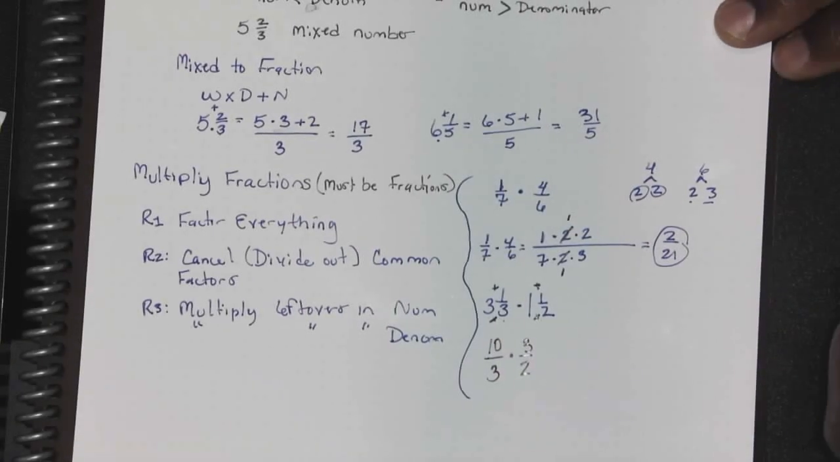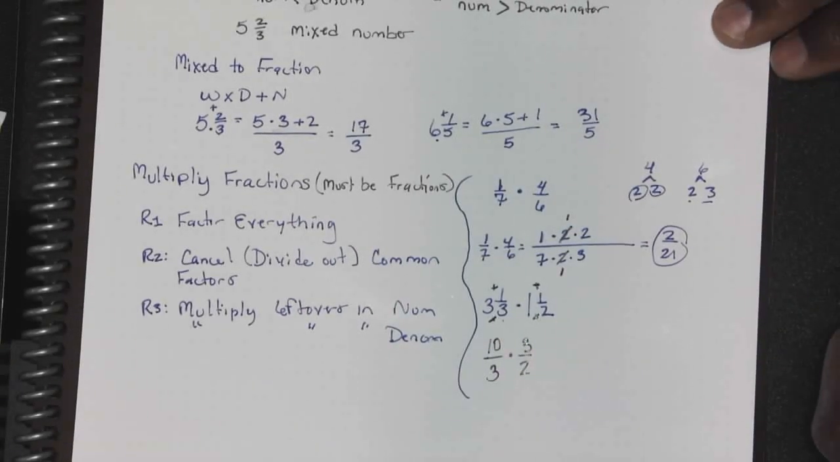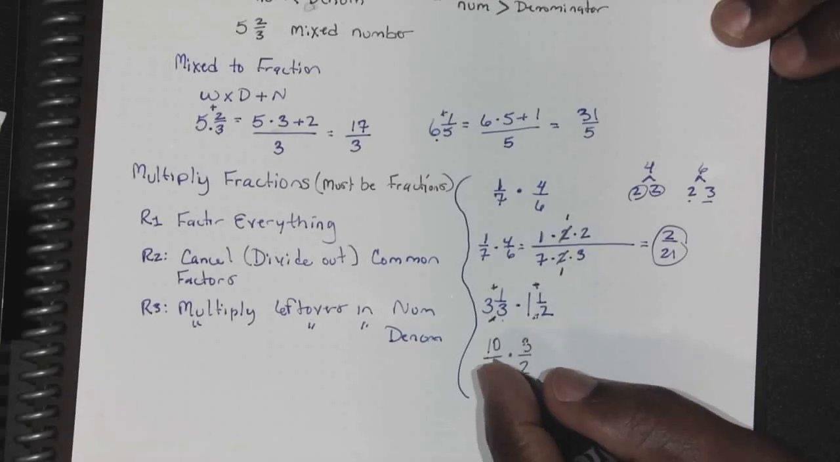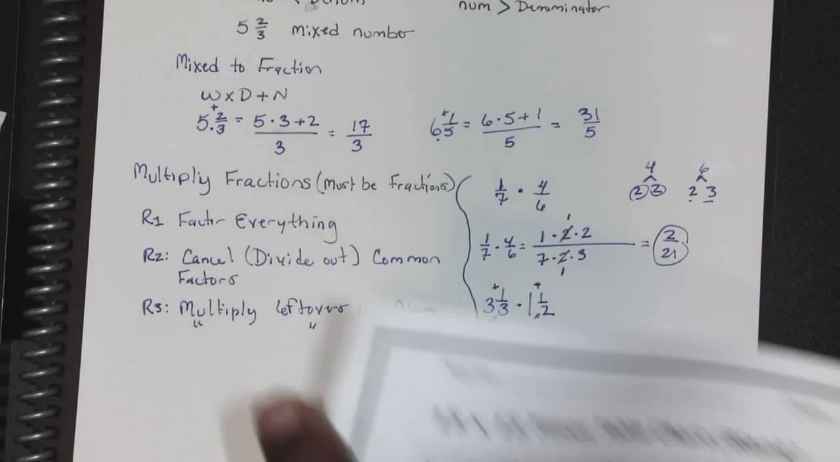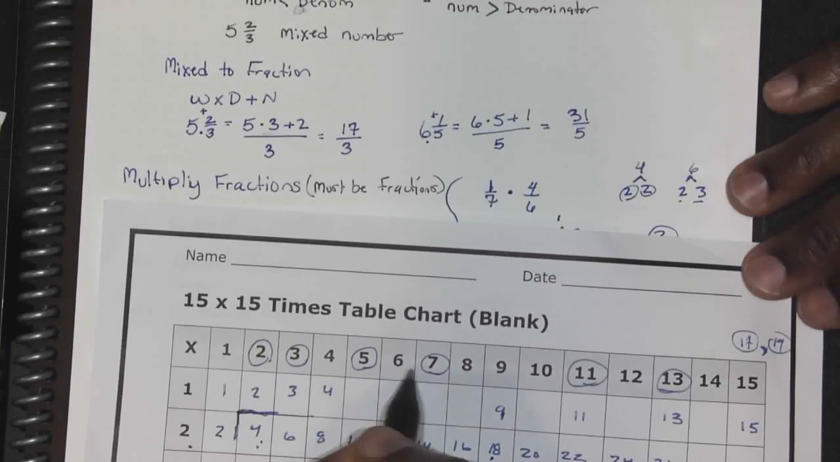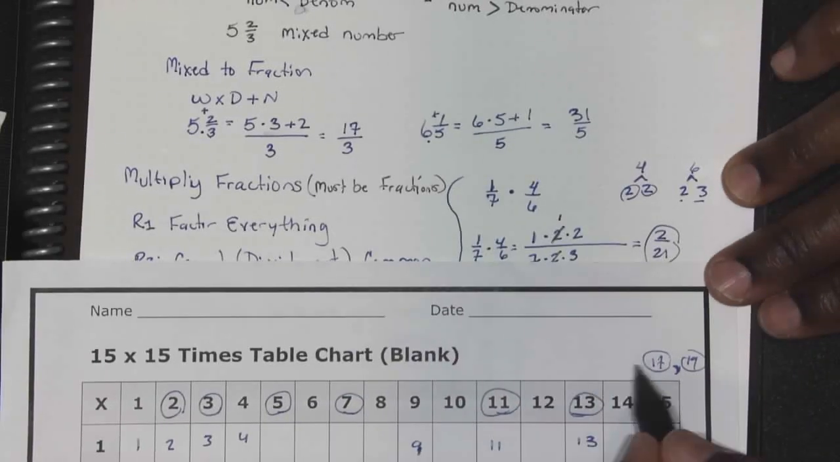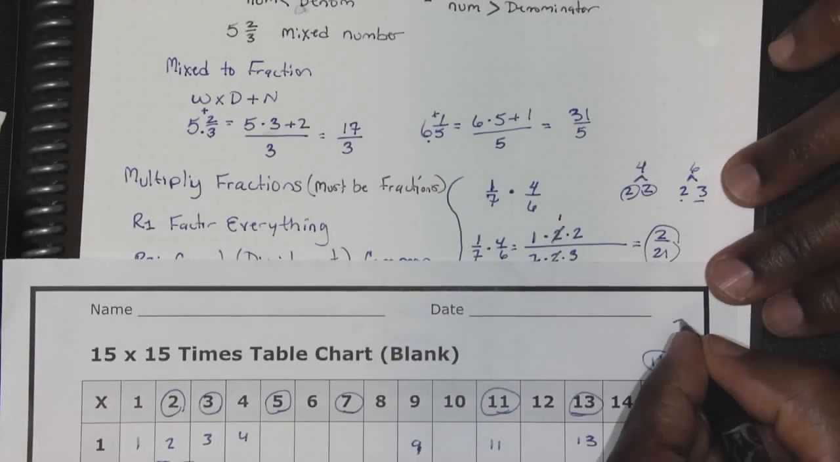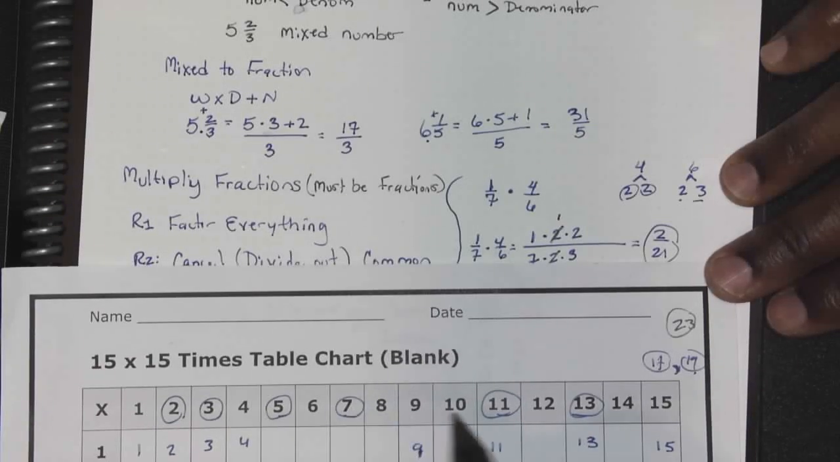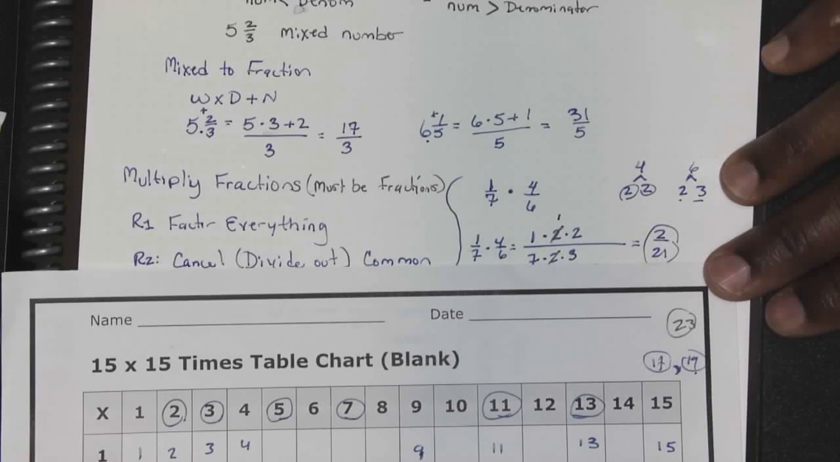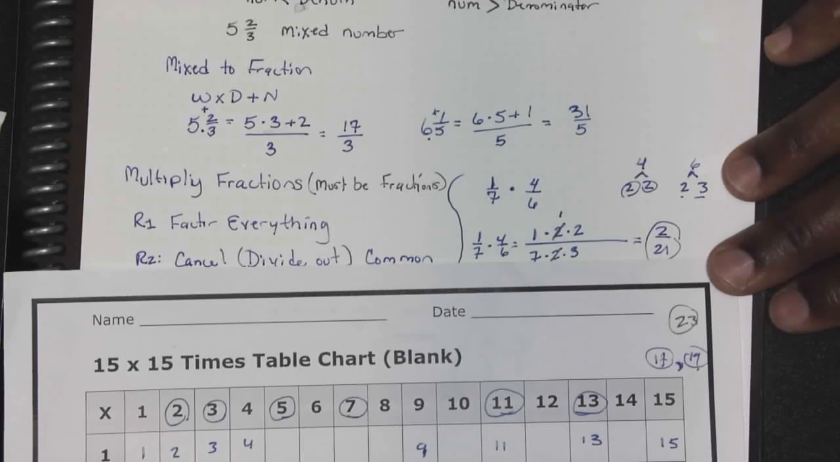All right, so now we look at the rules. It says do what? Factor everything. Now, 10 is not circled on your chart. If you want to know what I'm saying, I'm going to make sure you get it. On your times table chart, circle 2, 3, 5, 7, 11, 13. Then I put 17, 19. We can put 23 up there too. These are prime. If your numbers are these numbers, you can't break them down. So just be thankful. So 2, 3, 5, 7, 11, 13, 17, 19, and 23. And if you don't already have that, get that on yours.